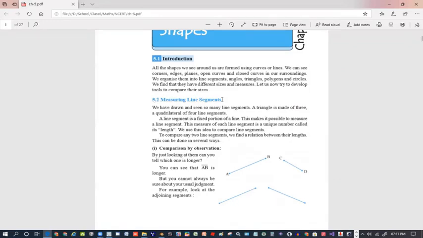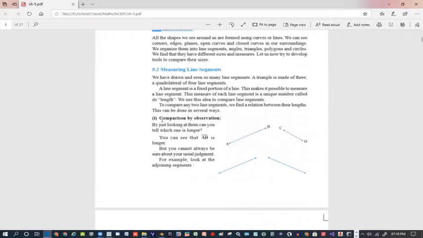So, measurement of a line segment: how do we measure a line segment? Three ways are given here, how you can measure a line or compare two lines. Okay. So the first thing is comparison by observation. You will see two lines and by seeing only, you can make out which is bigger and which is smaller. If the difference is more, you can easily find out.